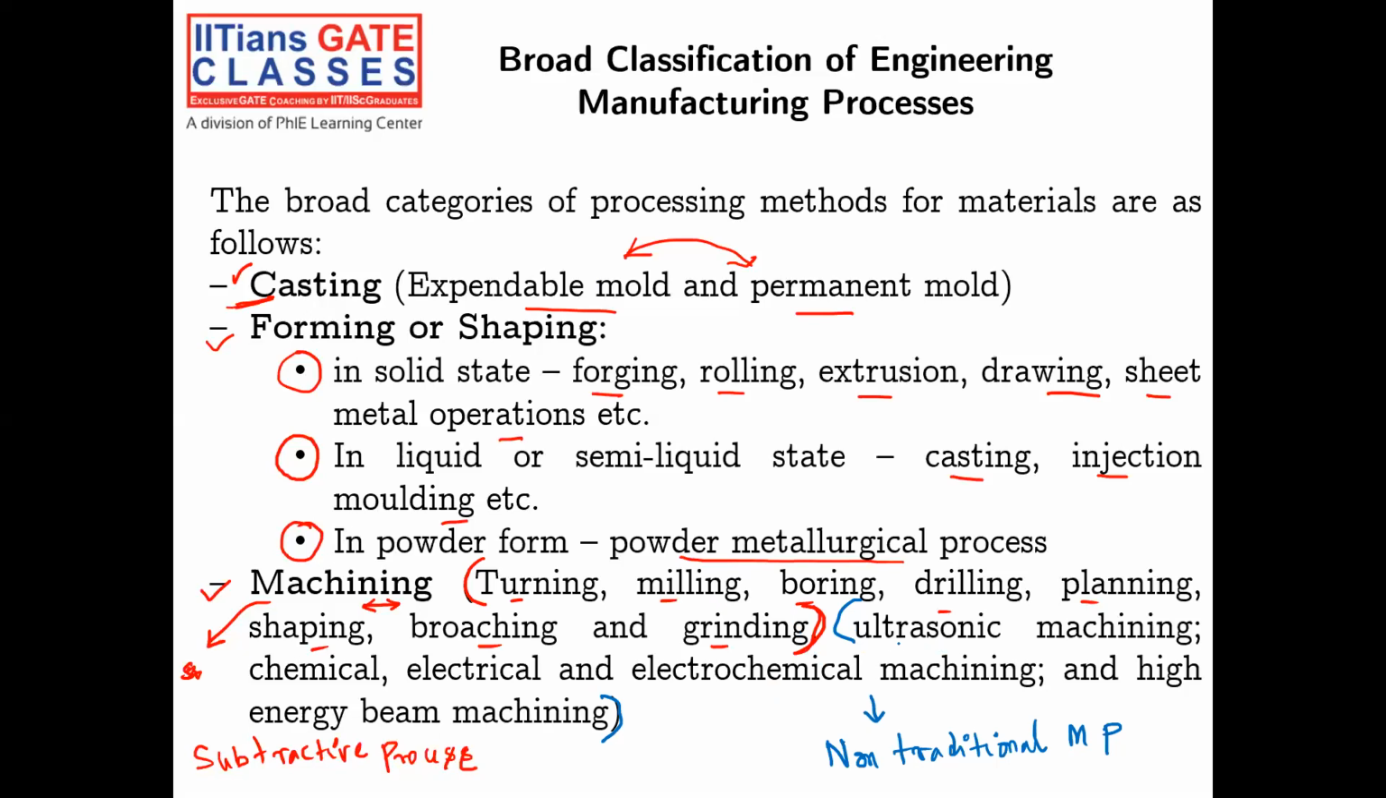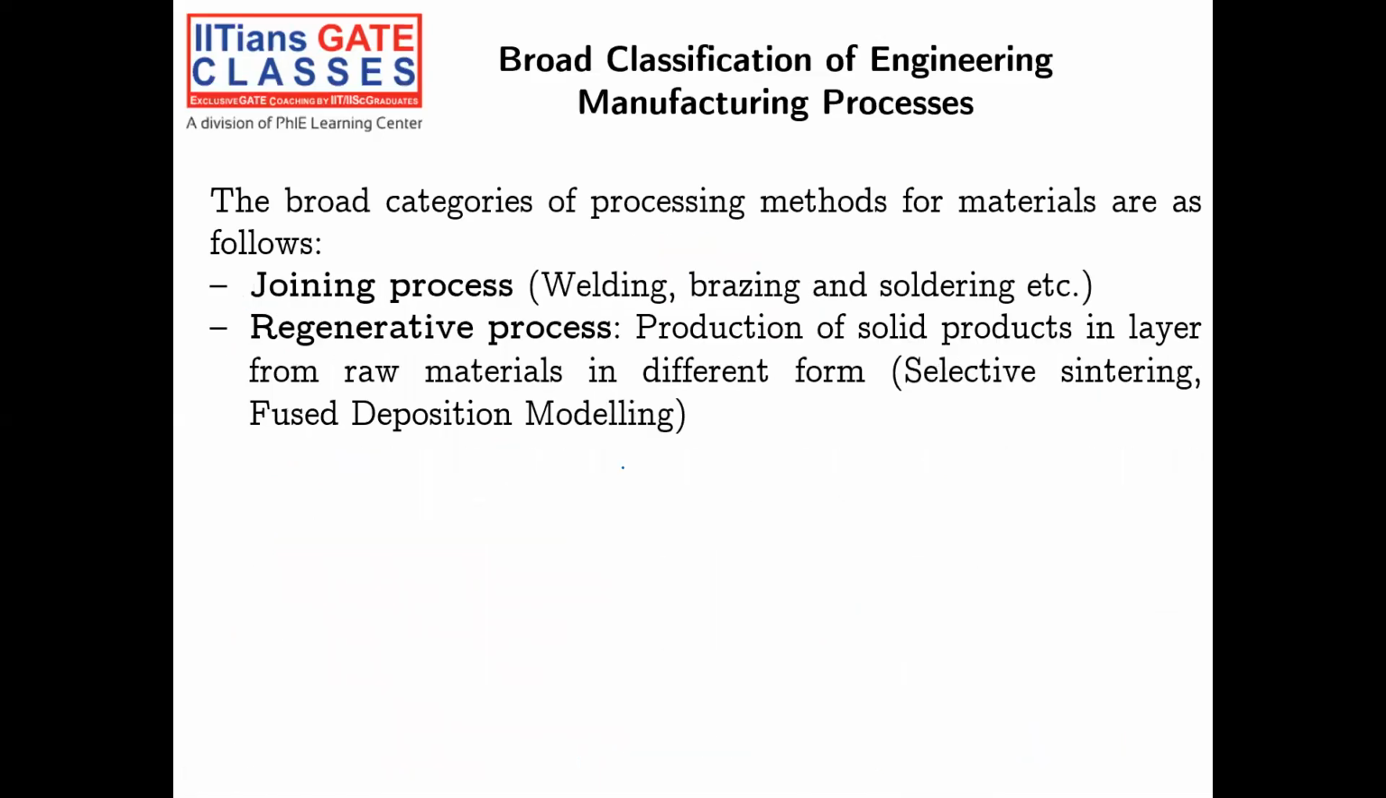Okay, you can have ultrasonic machining, chemical machining, electric discharge machining, electrochemical machining. Under high energy beam machining, you have laser beam machining, electron beam machining. Everything comes under high energy beam machining. The next classification we have here is joining process.